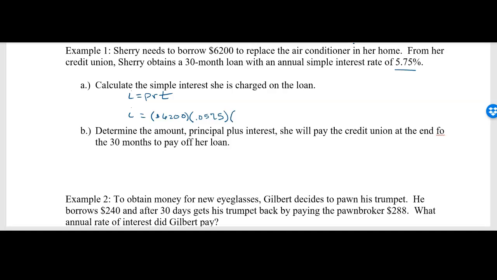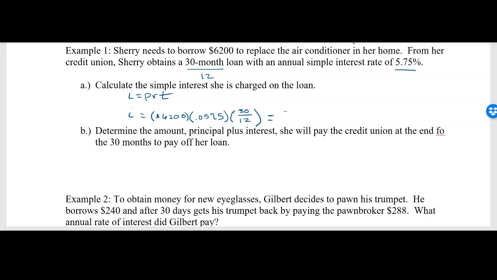Well, be careful. It says that the loan is 30 months. But time is in terms of years with this equation. Well, if you think about it, there are 12 months in a year. So if I'm given the loan in terms of months, then I just need to put it over 12. And that would put it in terms of years. So we would say 30 divided by 12. And that way, that is my time in terms of years. If you were to divide that, you get 2.5 years.